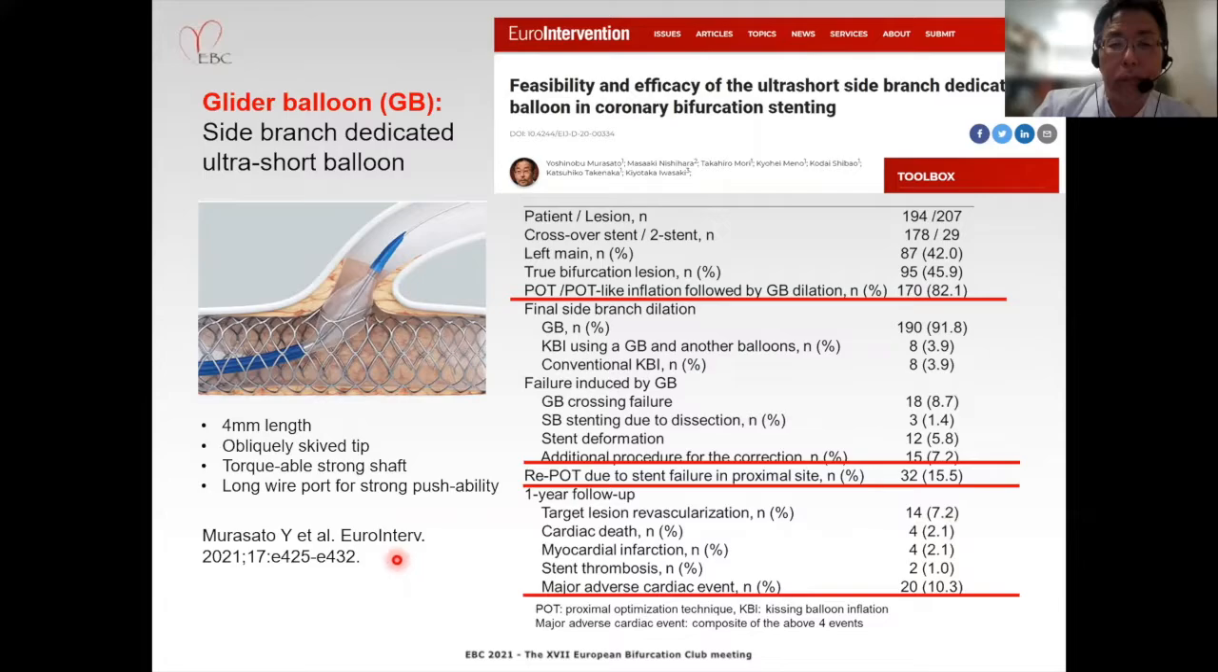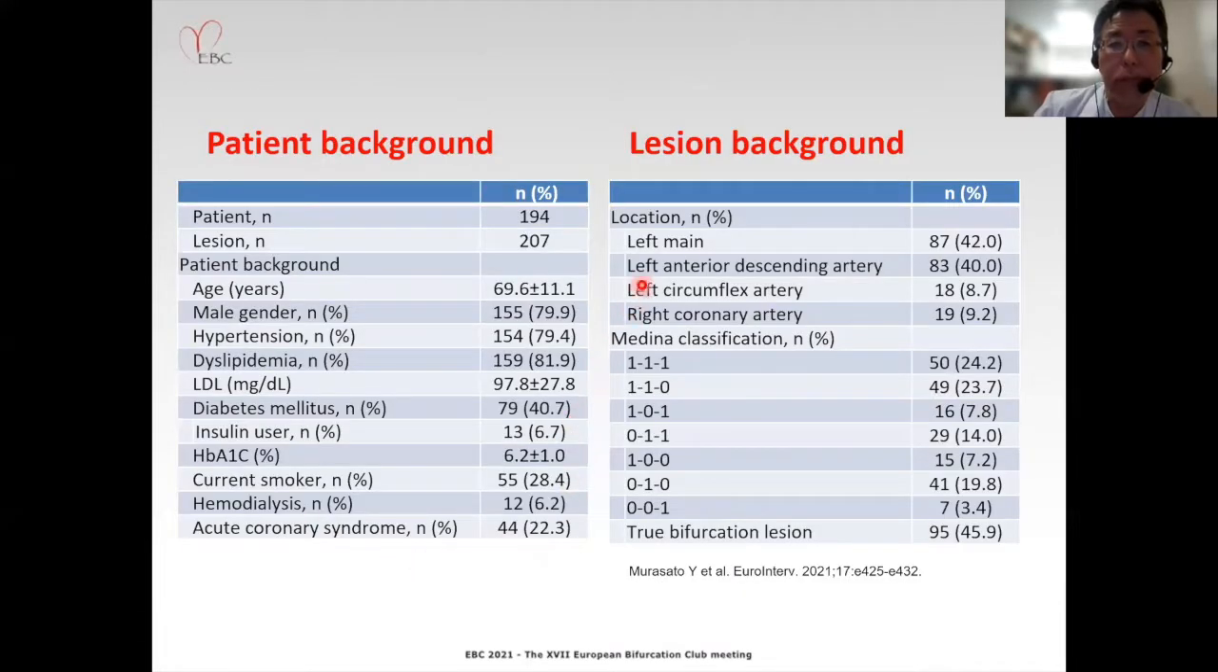Recently, our study concerning the side branch dedicated ultrashort balloon, the Glider balloon, has been published in EuroIntervention. This is a single center prospective observational study. We enrolled 194 patients with 207 lesions, and the average age is 70 years old, with a higher prevalence of male gender, hypertension and dyslipidemia in 80%, and diabetes mellitus is also frequently observed, 40%. Acute coronary syndrome was also enrolled at a higher frequency of 22%.